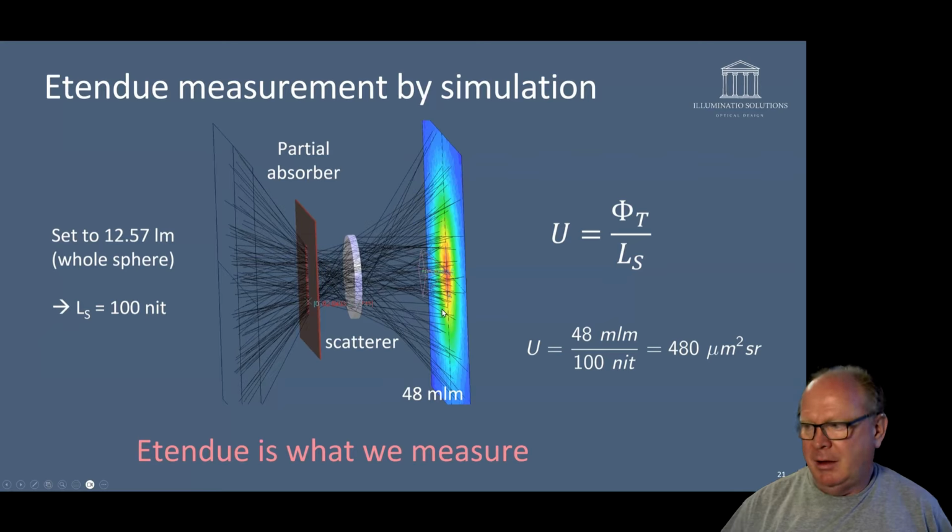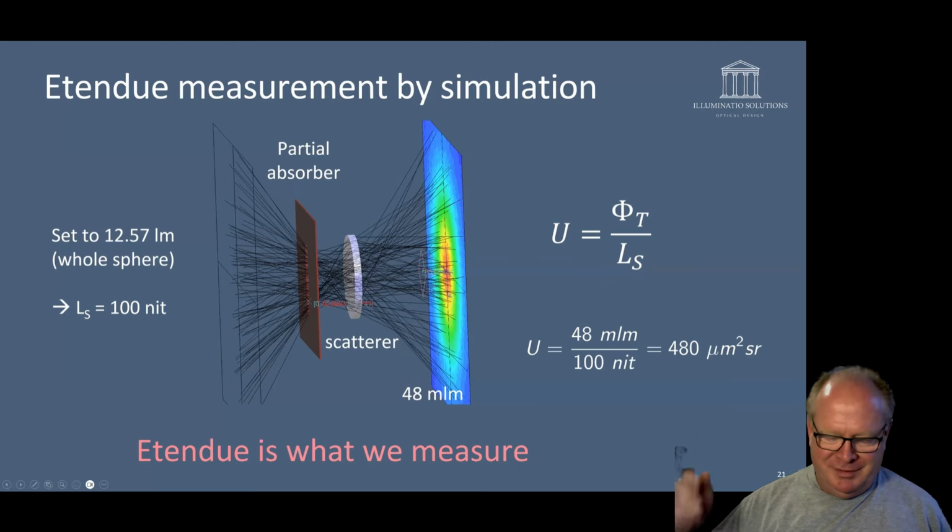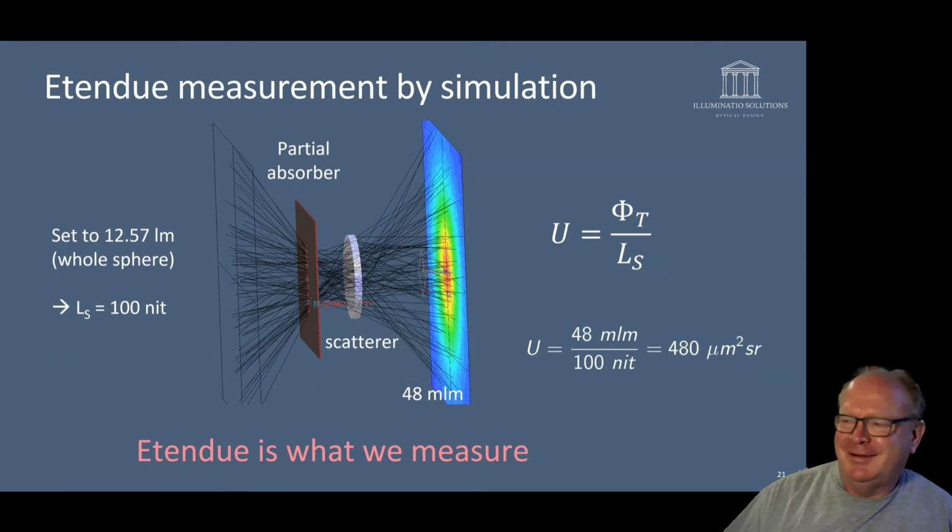Again, I measure a certain étendue value, and this lets me give the statement: étendue is what we measure. The method is absolutely agnostic about whether scattering or absorption is allowed in the system or not. I simply measure, and what I get is the étendue of the system.